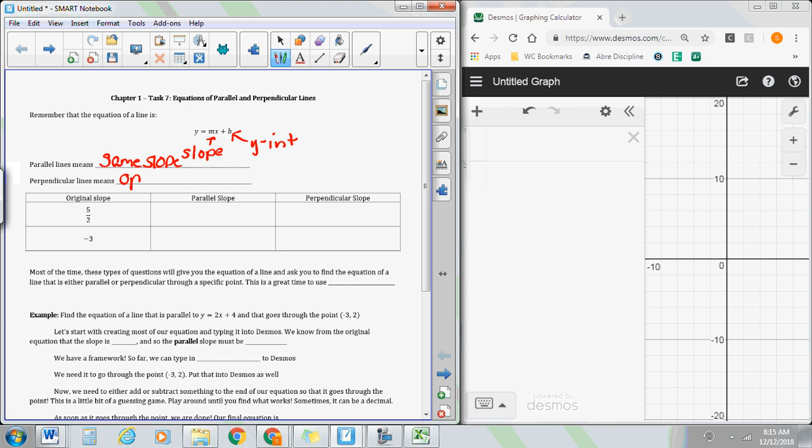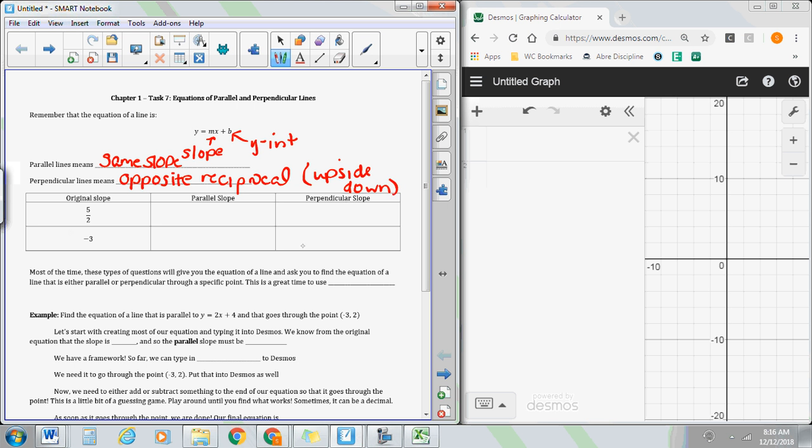Perpendicular lines means opposite reciprocal. Now that sounds terrifying, but opposite just means opposite sign. So if the original slope is positive, the perpendicular will be negative. If the original slope is negative, the perpendicular will be positive. Reciprocal means flip-flop, as in upside down. So whatever the fraction is, you flip it over.